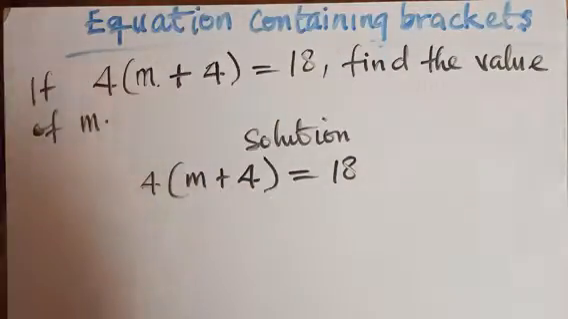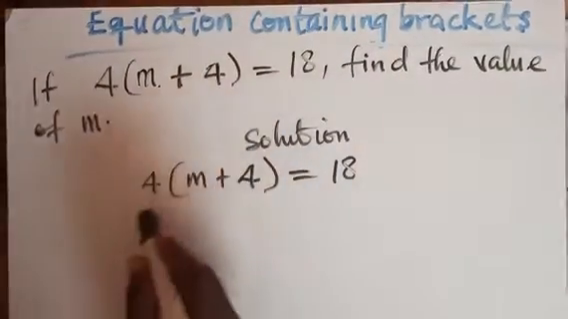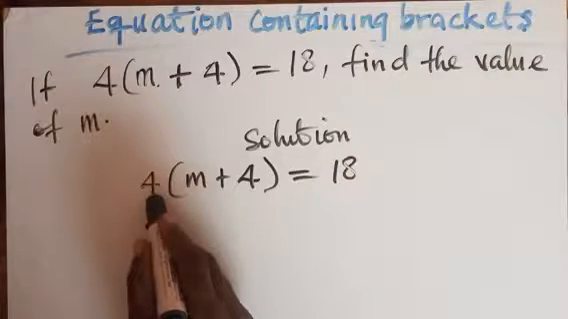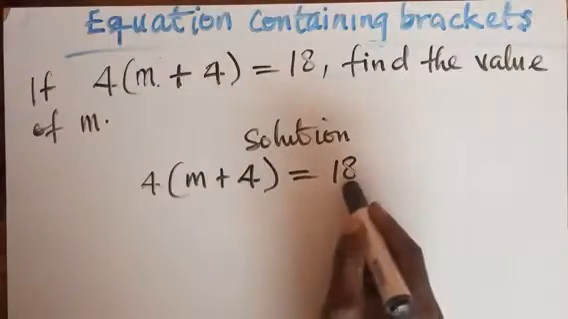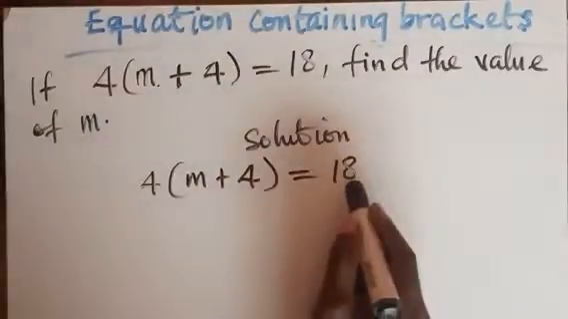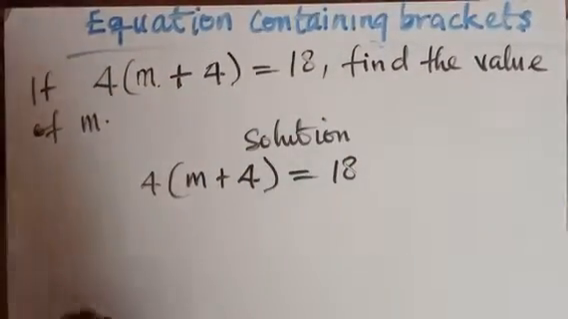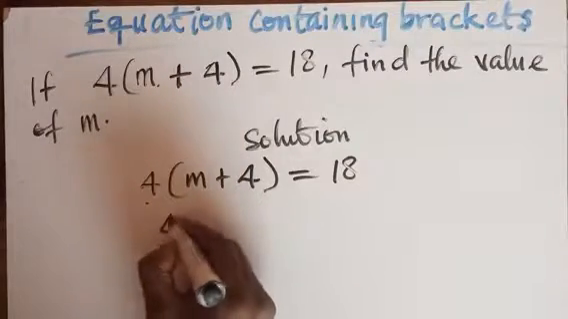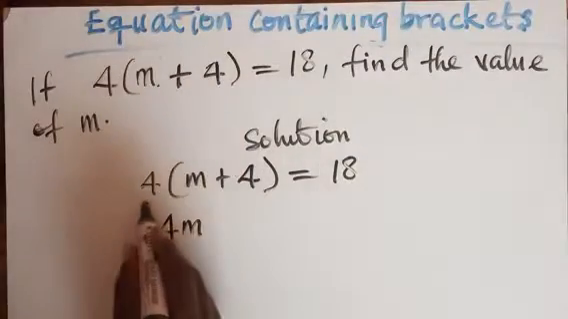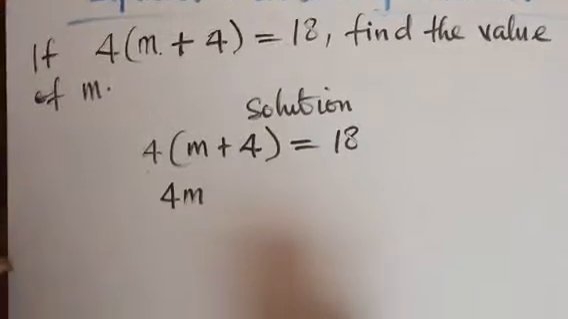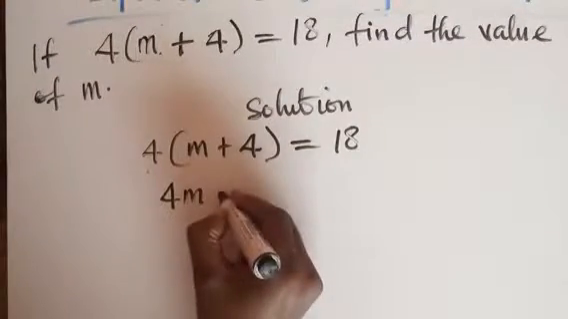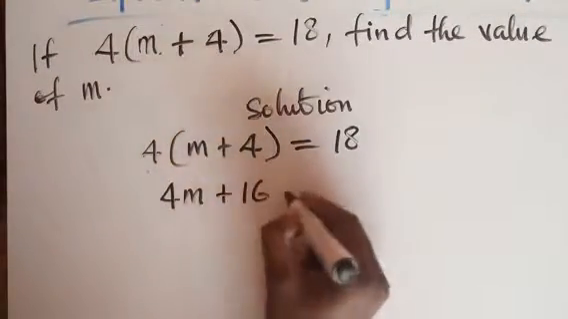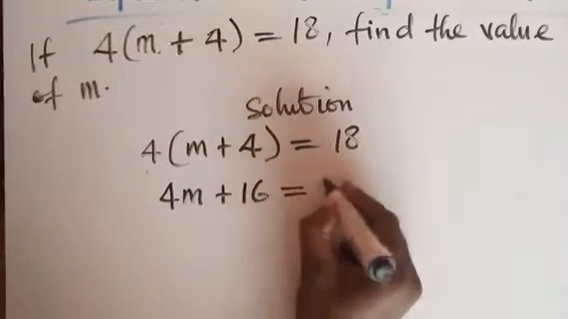Then I now let this 4 cross. But because this 18 is not divisible by 4, I only have to expand the bracket. So 4 times m will give me 4m. Then 4 times 4 will give me 16 to be equals to 18.